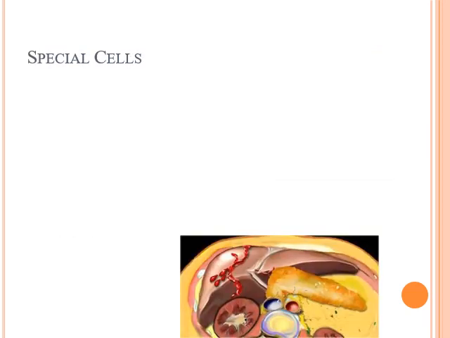Now we have some special cells throughout the body. These relate back to a little bit more involved within the organ systems throughout the body. So we have, for instance, mucosa cells, which are in the gastrointestinal tract. We have acinar cells in the exocrine pancreas. We have islet cells in the endocrine pancreas. We have hepatic cells in the liver, renal cells in the kidney, and endocrine cells within the various endocrine glands in the body.